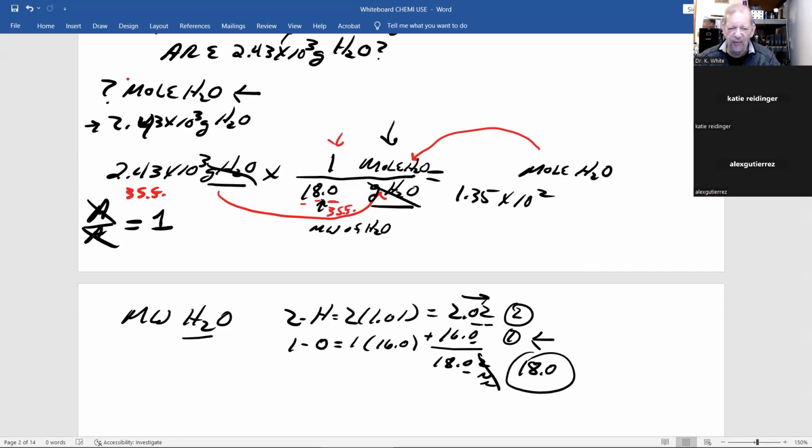This is an exact number. That's a definition. Exact numbers play no role. So you get the same number of significant figures in your answer as the number that has the fewest. In both cases, again, we got 3. This is 3. We're done.